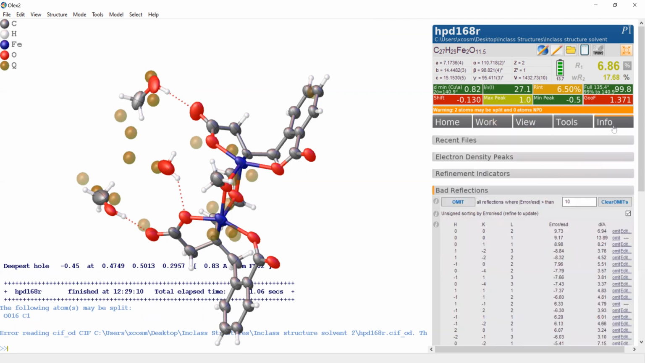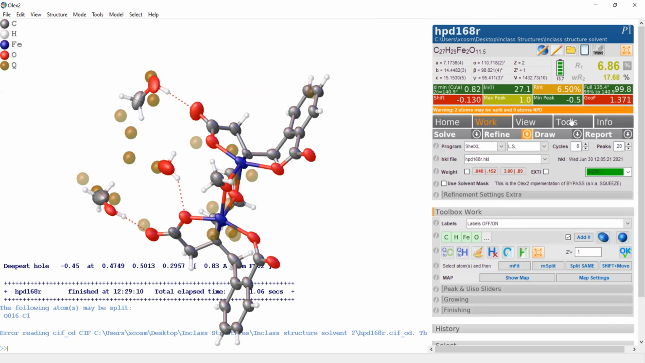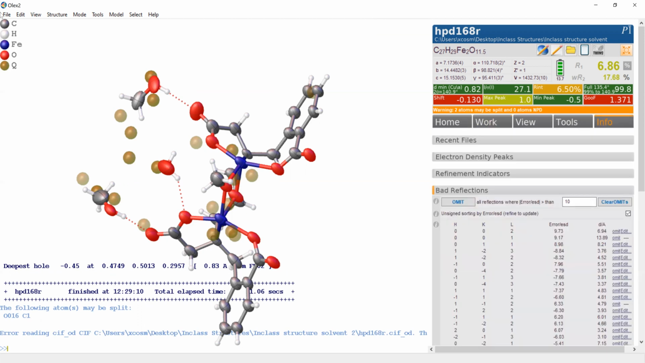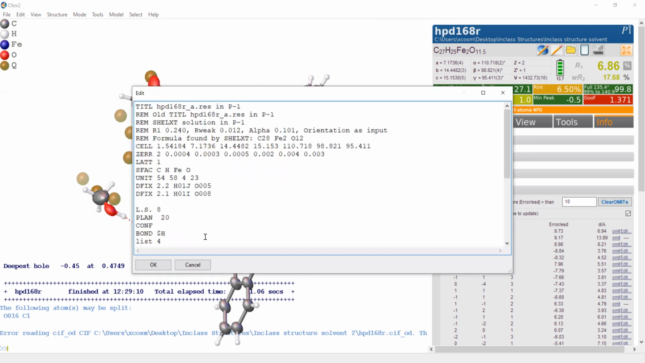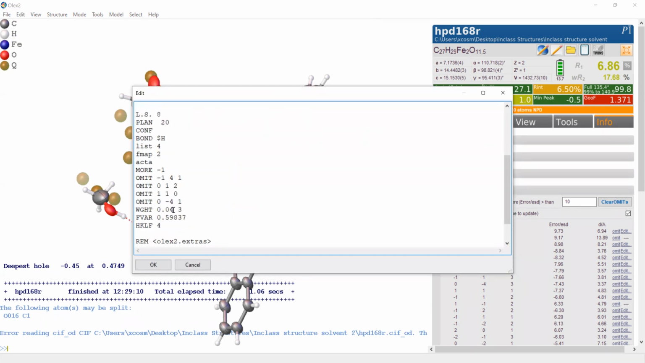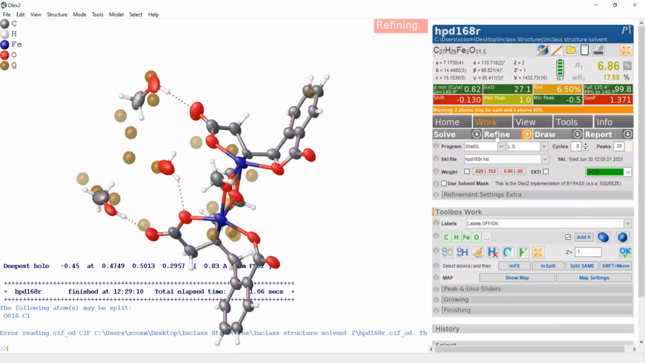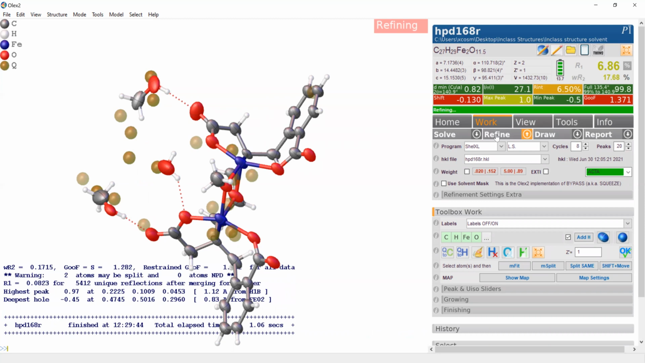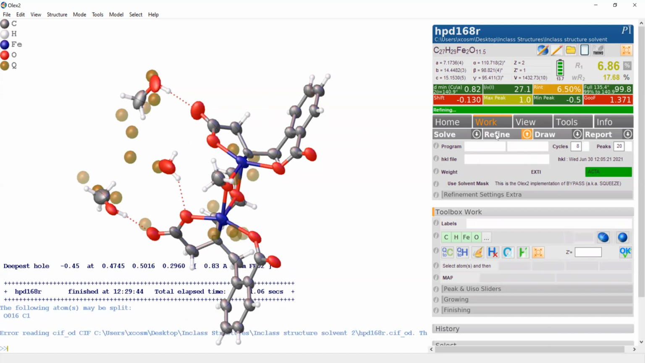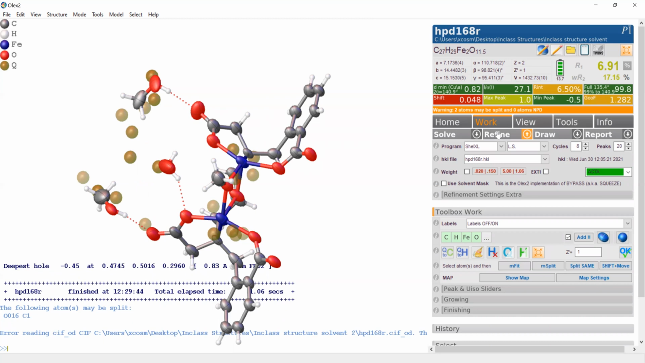So it's still being a pain, this water molecule. We'll try a few more things, see if it converges. If not, we'll go to our last option. So let me work on the... there we go.